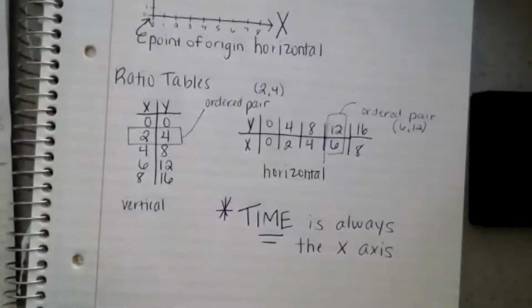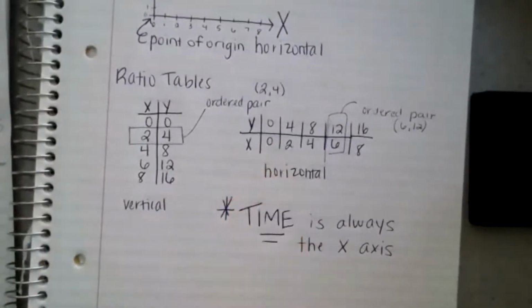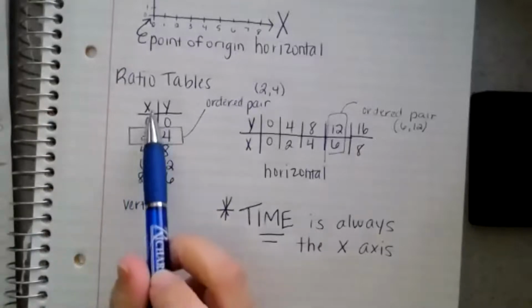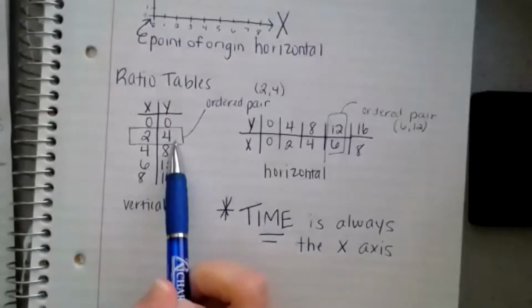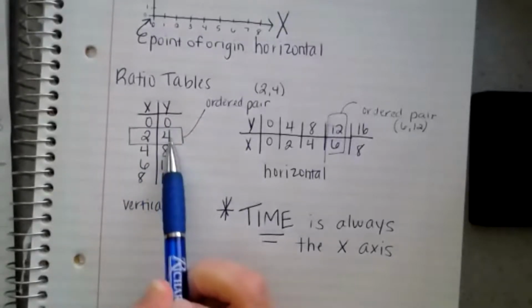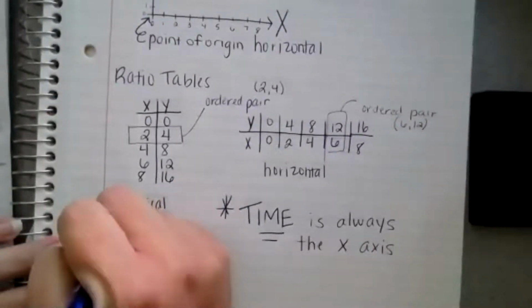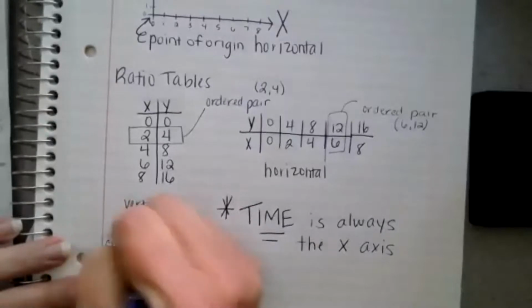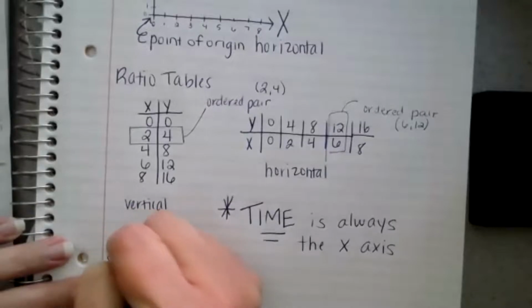So not only are we getting ordered pairs from these two sets of ratio tables, they're also giving us our ratios. Okay, so if these were how many students there were and how many cookies were eaten, that means 2 students ate 4 cookies. That would be the ratio. So cookies would be 4. Students would be 2, just like that.